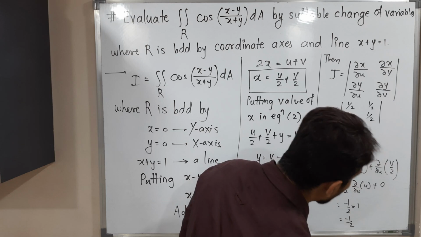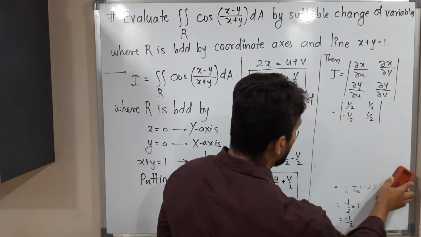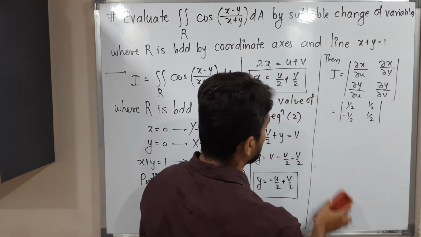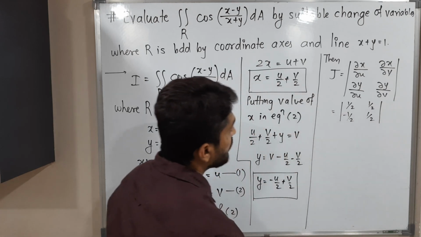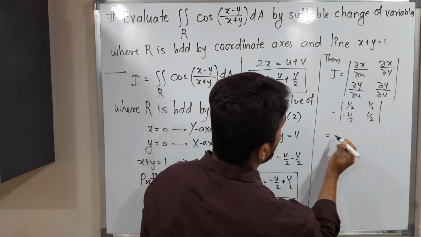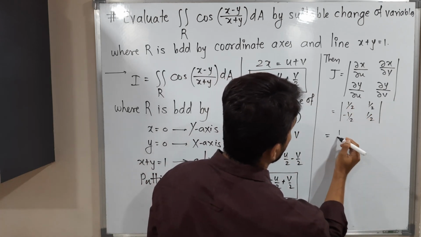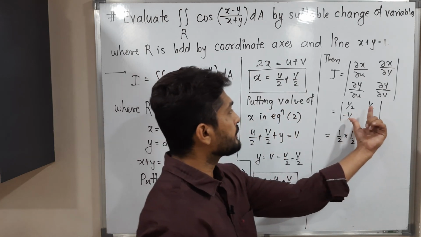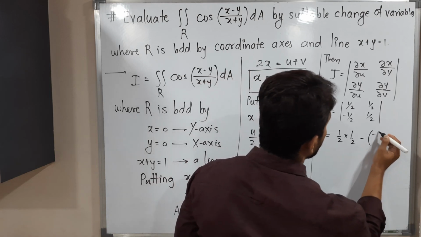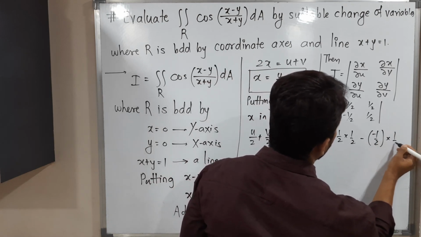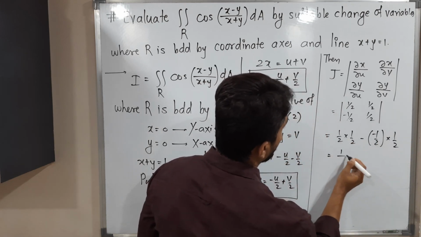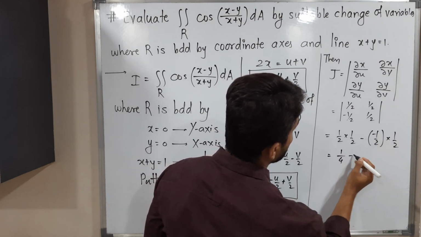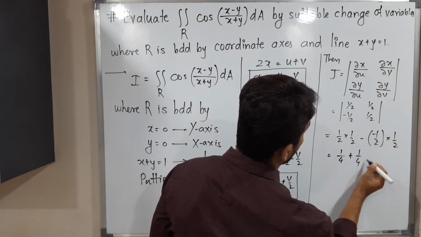So finally we got all derivatives. Let us find the value of the determinant, okay? Yes, you know how to find the determinant: this one into this one, so 1 by 2 into 1 by 2, minus the product of these two terms. So it's minus, minus 1 by 2 into 1 by 2. 1 into 1 is 1, 2 into 2 is 4. Minus minus plus, 1 by 2 into 1 by 2, 1 by 4.